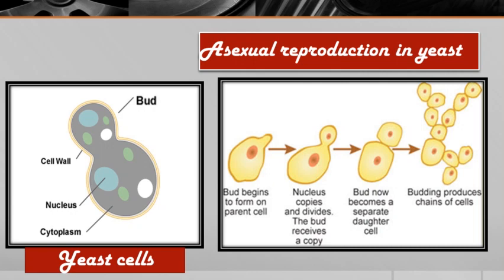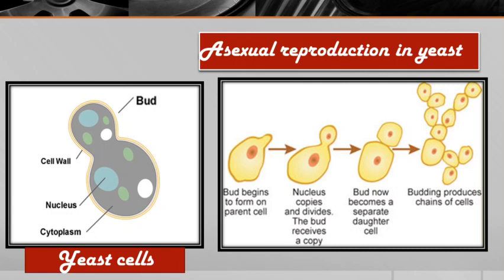Again an arrow is given, and below the second picture it is written that the nucleus of the parent cell copies and divides. That means the nucleus will copy and divide into two, you can observe, right? And the bud receives a copy of the parent nucleus. After the second arrow, below the picture it is written that the bud now becomes a separate daughter cell. That means after dividing and copying the nucleus, the bud becomes a separate new daughter cell.